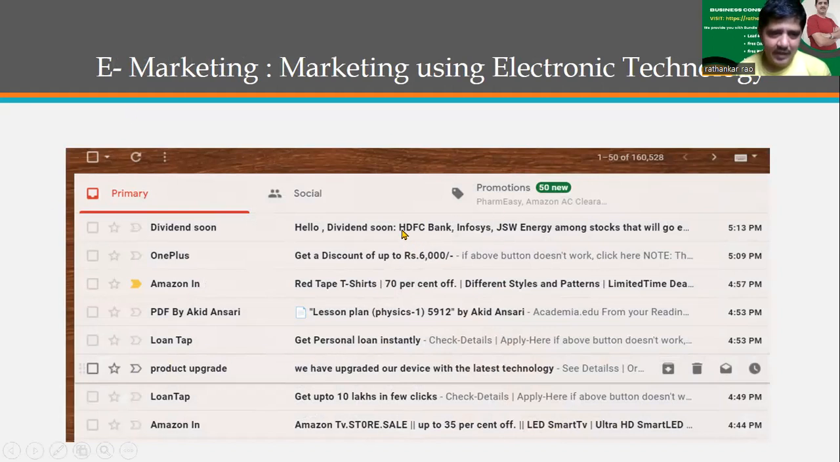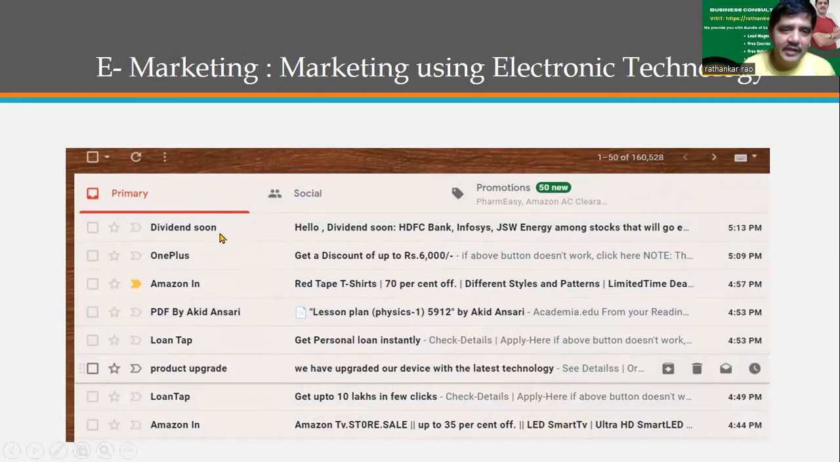See, none of these emails are useful for me. See, per day, you see 1 to 50 of 160,528 mails are here, which means there are so many mails which I have not at all noticed, which are just remaining there, not read by me so far.